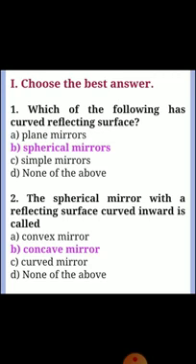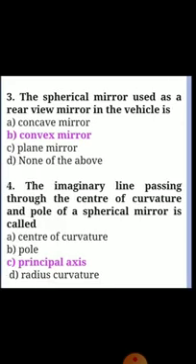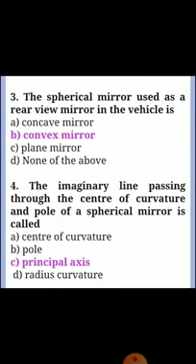Second one, the spherical mirror with a reflecting surface curved inward is called, answer B, concave mirror. Next, third one, the spherical mirror used as a rear view mirror in the vehicle is, answer B, convex mirror. Next, fourth one, the imaginary line passing through the center of curvature and pole of a spherical mirror is called answer C, principal axis.